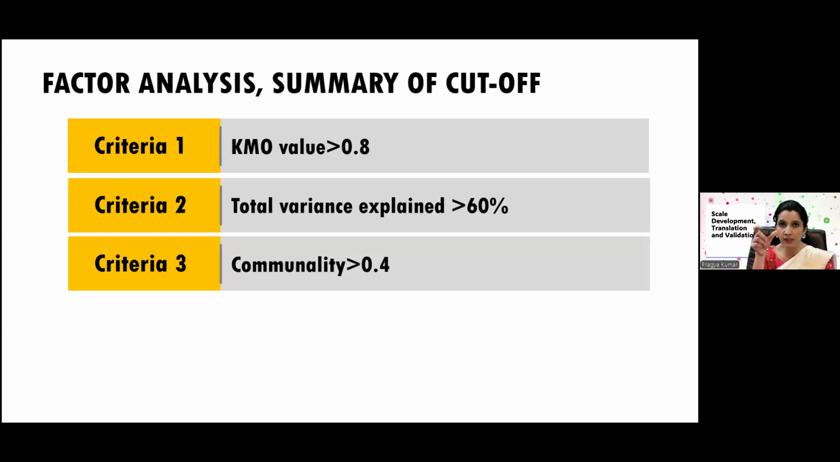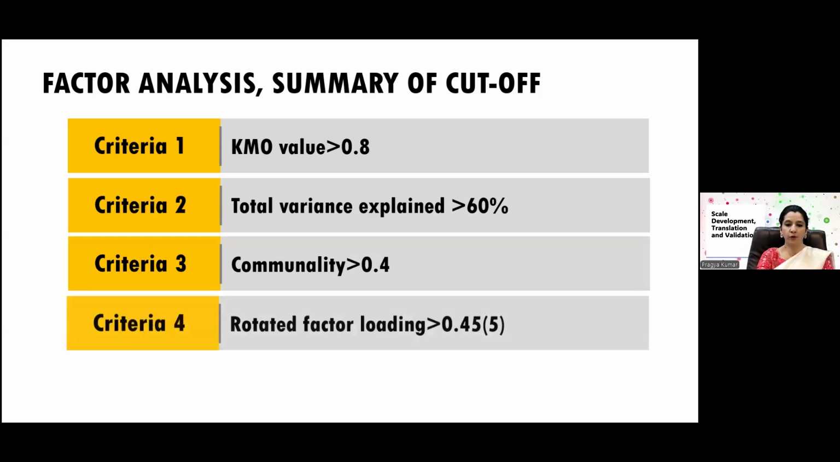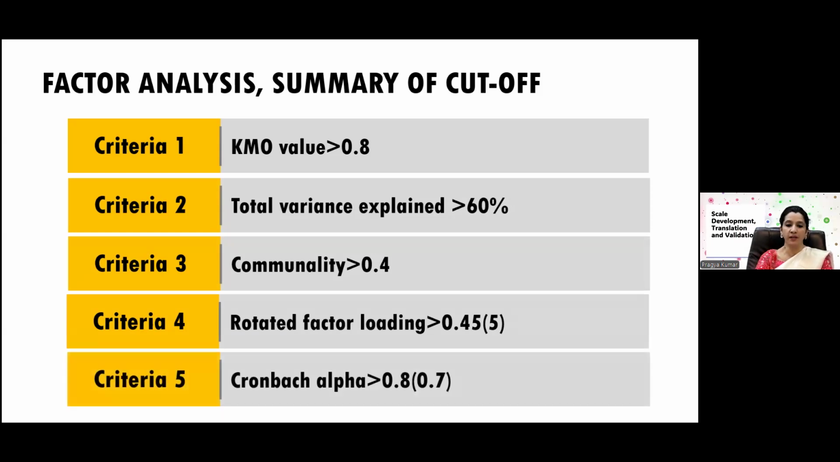The communality, meaning the shared variance, should be more than 0.4. We have not discussed the rotated factor loading, we'll discuss that. But factor loading or lambda, which we have seen, should be at least 0.45, but better is that it should be 0.5. And the Cronbach alpha should be at least more than 0.8, but even if it is 0.7, it is acceptable. So you should remember these 3 criteria because you have to write the interpretation.